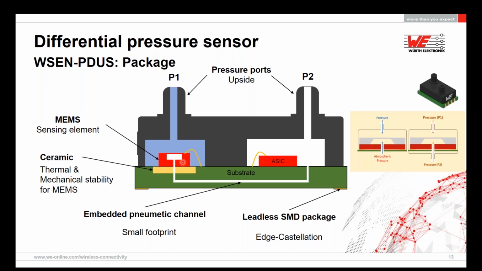The MEMS sensing element is placed on a ceramic substrate. Since silicon and ceramic have the same temperature coefficients, this significantly improves the mechanical stability of the sensor. And stresses in the sensor can be reduced because stress produced by the temperature differences can be minimized.